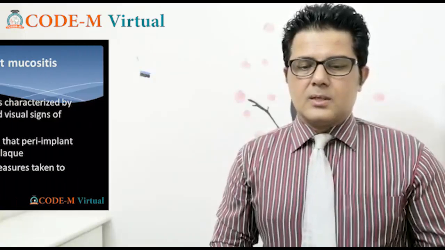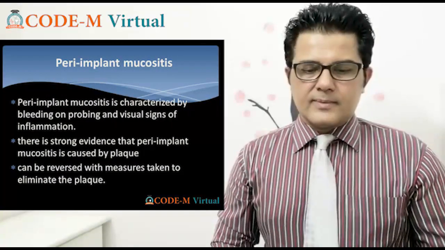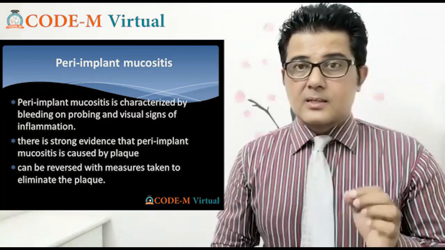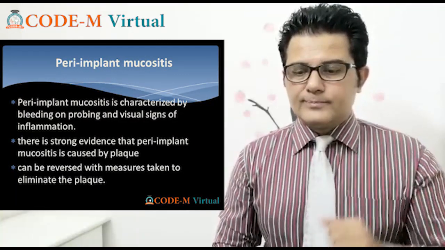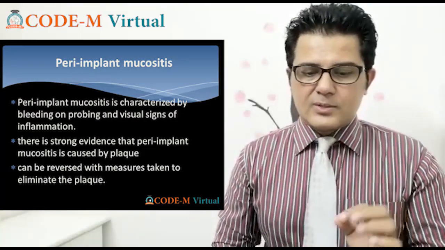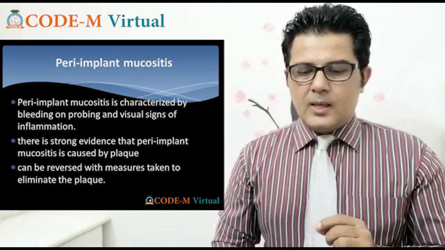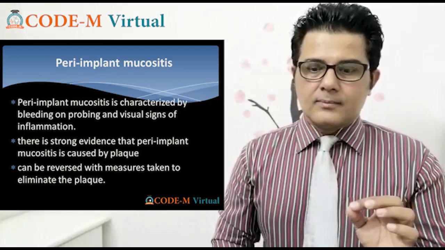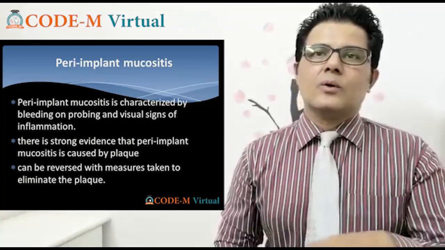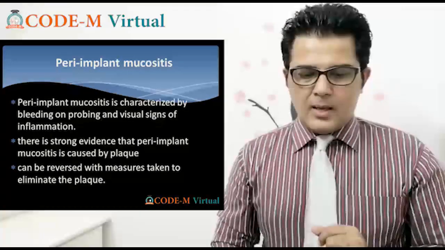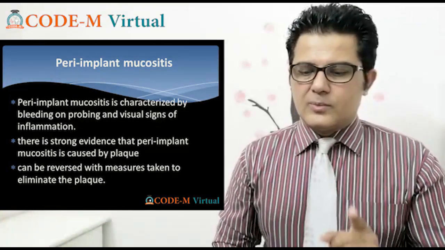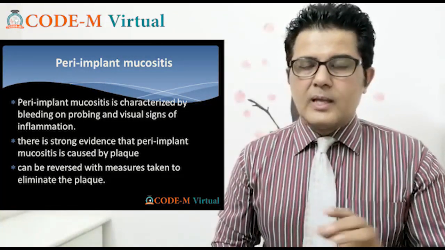So the second one is peri-implant mucositis. This is the disease condition. So how do we diagnose that there is mucositis? Peri-implant mucositis is characterized by bleeding on probing, and there are visual signs of inflammation. There is strong evidence that it is caused by plaque. So we have to check the oral hygiene status of the patient, and this can be reversed with measures taken to eliminate the plaque.